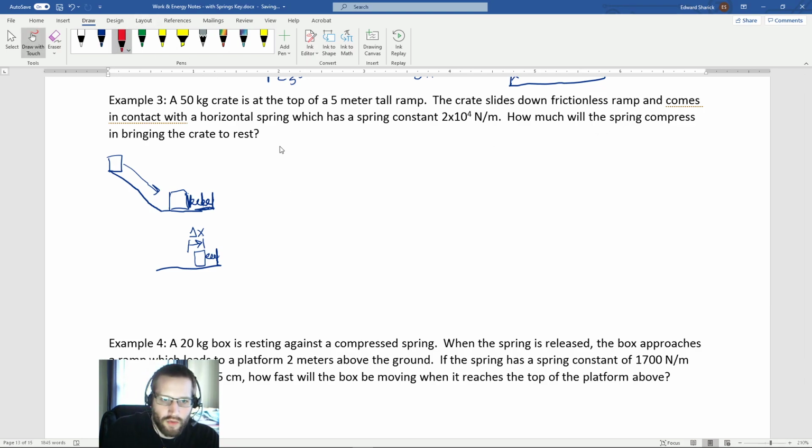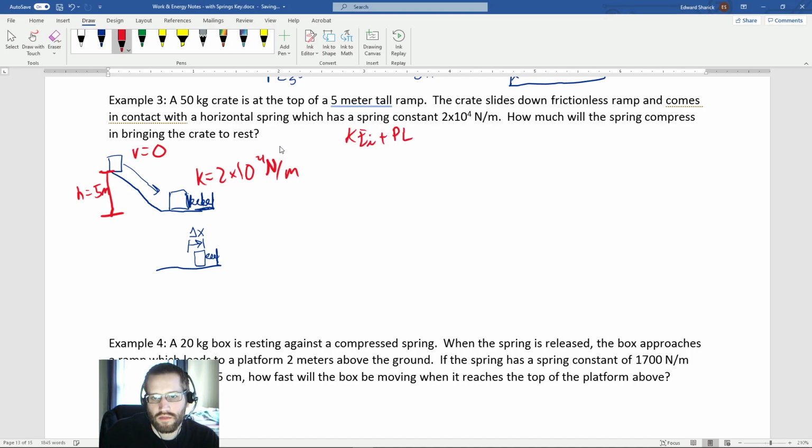Now, a couple notes. They gave us this ramp is 5 meters tall, and we know it's frictionless. We know it's starting with a velocity of 0, and we know our spring constant k is 2 times 10 to the 4th newtons per meter. All right, and so we're just going to do another conservation of energy equation. K initial plus P initial equals KE final plus PE final.